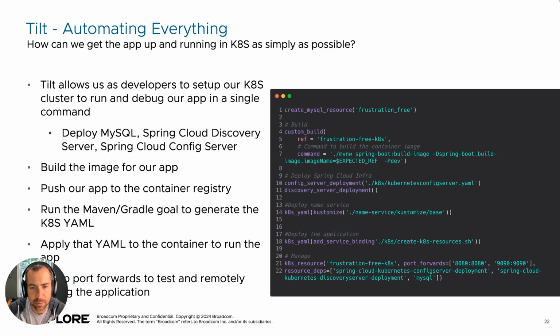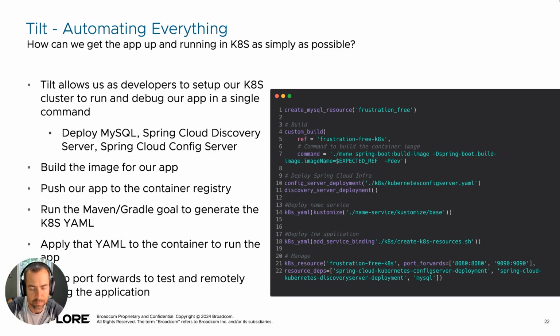Now, finally, there's a lot to automate here. We have to deploy several applications: MySQL, Spring Cloud Discovery Server, and Spring Cloud Config Server. We need to build an image for our application. We need to push all that to a registry, run the Maven Gradle goal to generate the K8S YAML, and apply that YAML to run the container in the app.